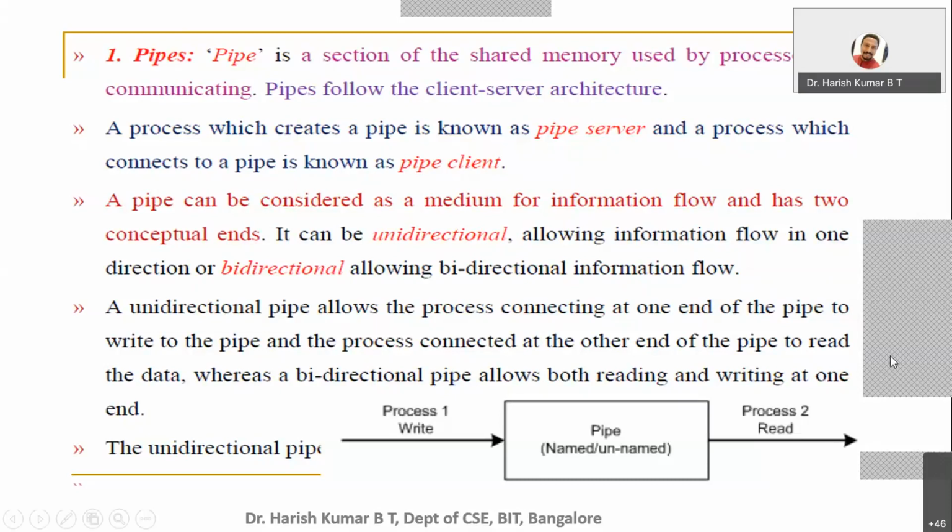And the pictorial representation is also given here. So process one is writing. I'm calling it a writer process, and it is attached to one end of the pipe, and the reader is attached to the other end of the pipe, and it's reading from the pipe.